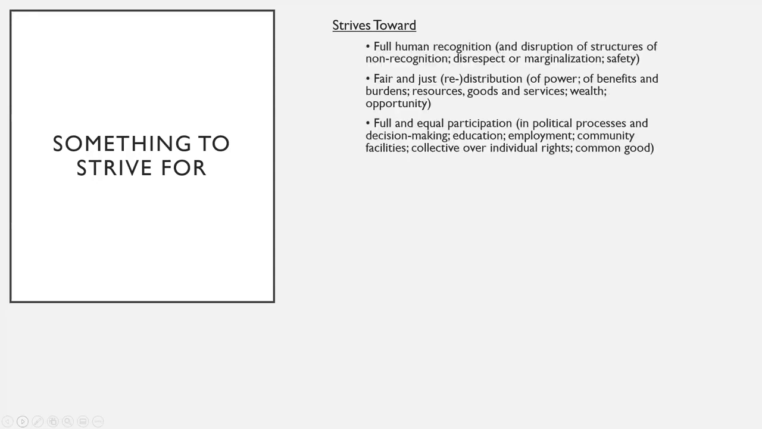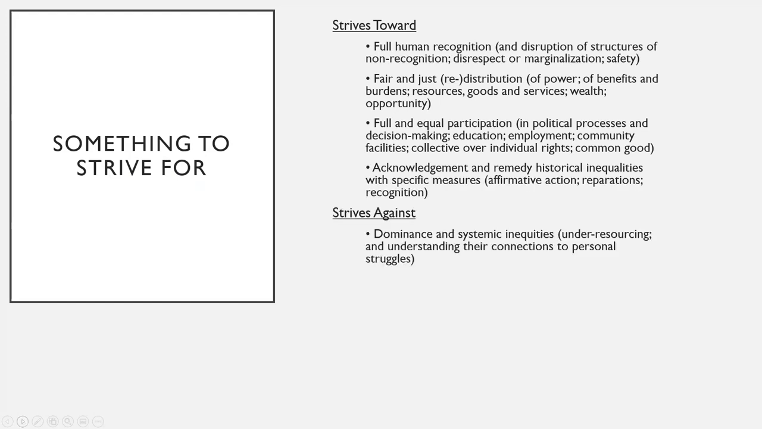Okay, so related to this idea of social justice, we talked about some of the things that social justice strives for in a previous lecture. We talked about how social justice strives for things like full human recognition, the just distribution of power, full and equal participation, an acknowledgement of historic inequalities, and strives against dominance, disrespect, marginalization, exclusion, and non-recognition. And again, how well community archives address these issues, or how well they even seek to address these issues, will vary from community to community.